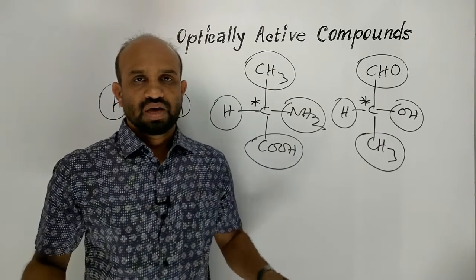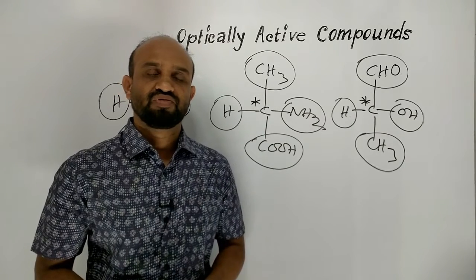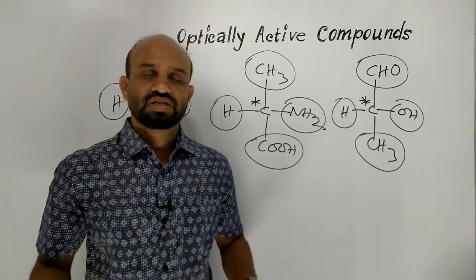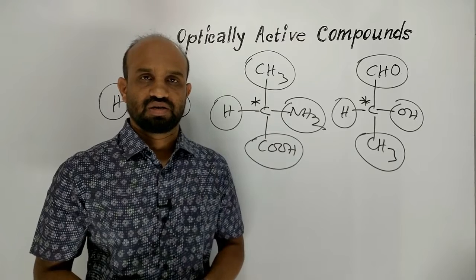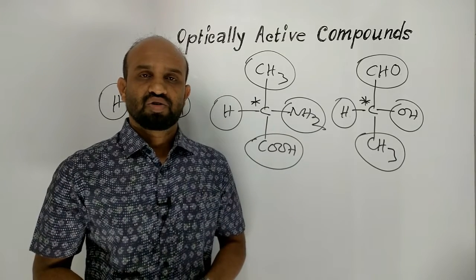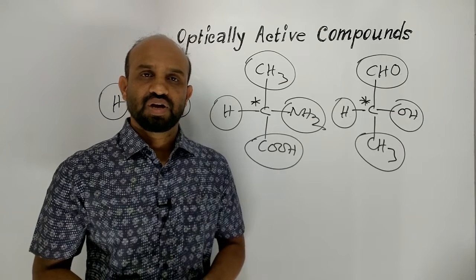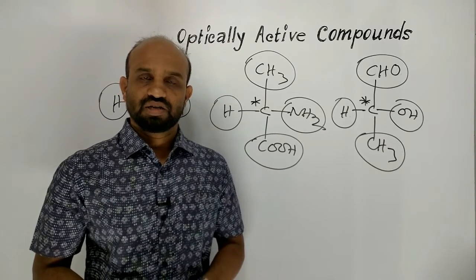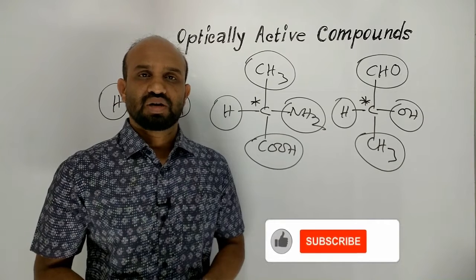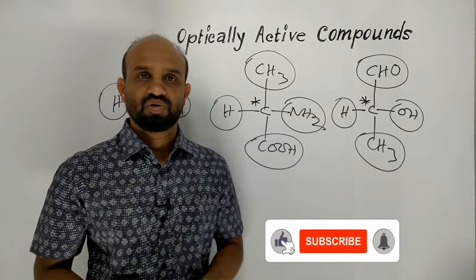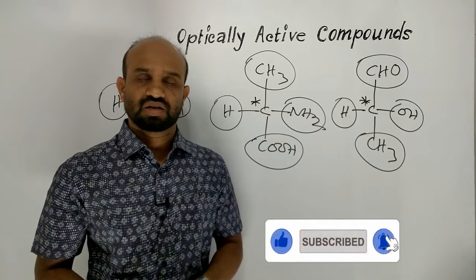Asymmetric carbon with 4 different groups achieves a special characteristic. That is why compounds with chiral center can rotate the plane of the polarized light. That is why the compounds with chiral center, that means chiral compounds, are optically active compounds.